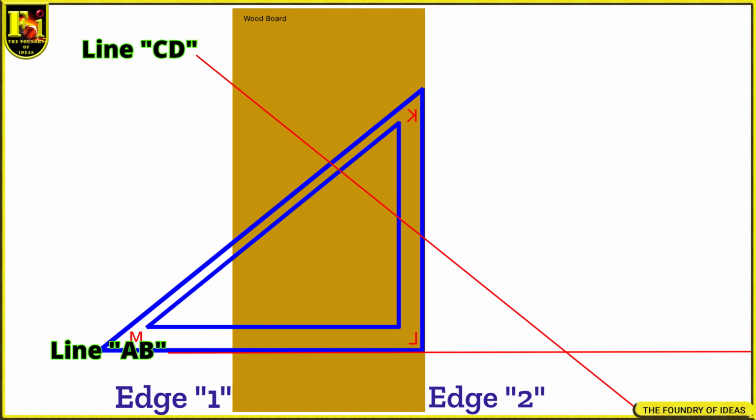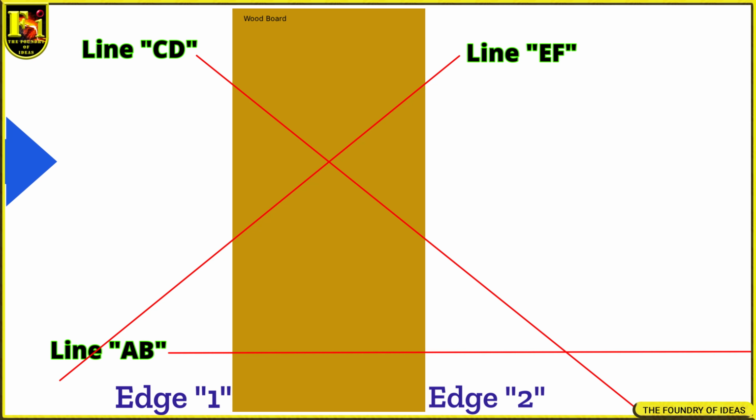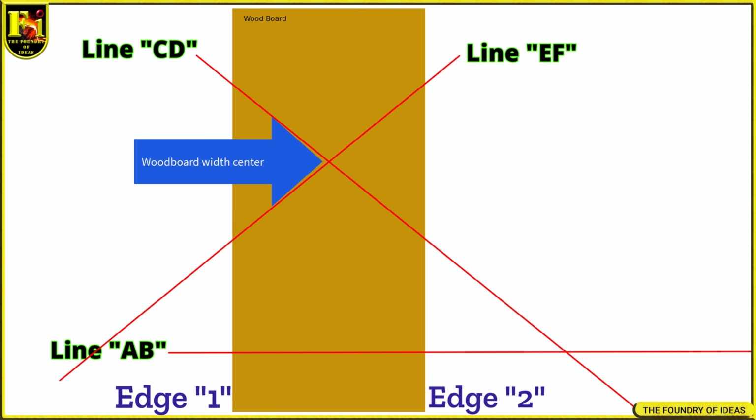Next, place your set square with its side KL flush against edge 2 of the wood board. Make sure that the side LM of the set square is flush with line AB. Now draw the line EF. The center of the wood board is where the two lines CD and EF intersect.